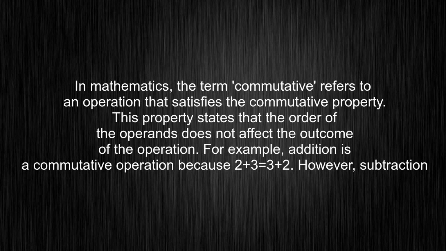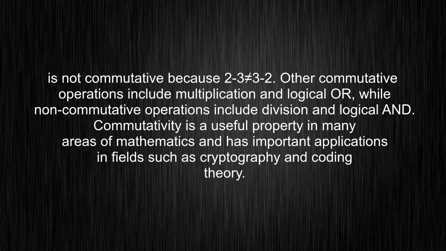In mathematics, the term commutative refers to an operation that satisfies the commutative property. This property states that the order of the operands does not affect the outcome of the operation. For example, addition is a commutative operation because 2 plus 3 equals 3 plus 2. However, subtraction is not commutative because 2-3 is not equal to 3-2.